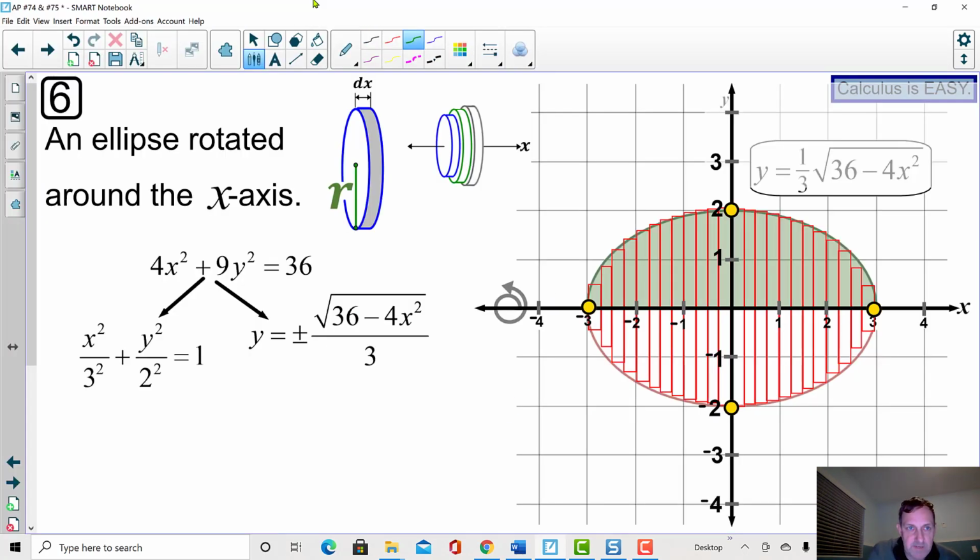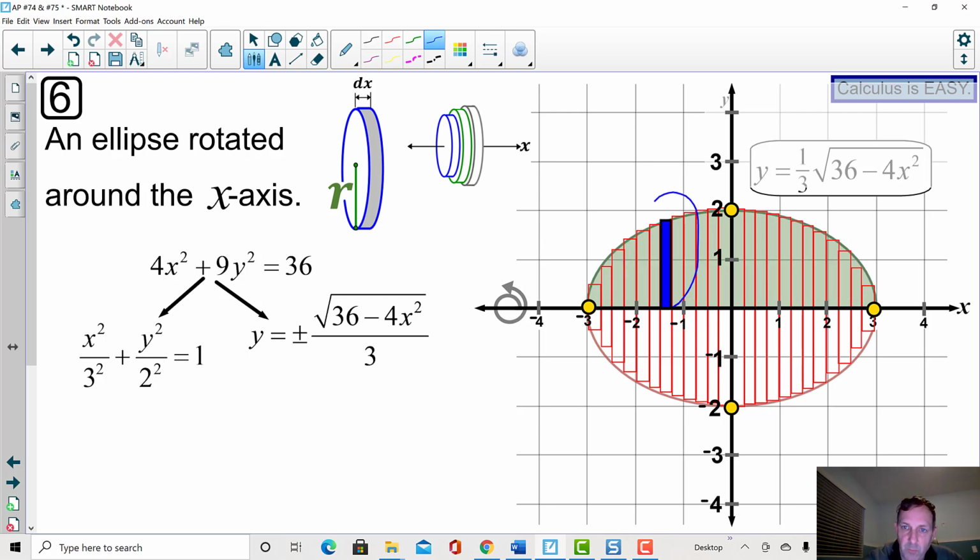Okay, for number 6, we have an ellipse that's rotated around the x-axis. You'll notice that all we need is really just the top. We can rotate the top around the x-axis, and that'll give you the same thing as if you rotated the entire ellipse around the x-axis.